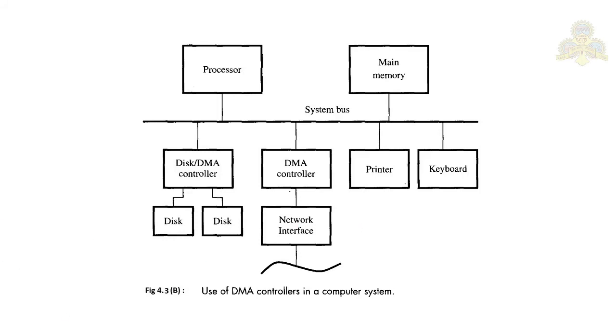So you have a network interface which has the DMA controller and it is then connected to the system bus. Otherwise, you can also use it in this manner, where you have a disk connected to a DMA controller, which is again connected to your system bus. The disk controller controls the two disks and also has DMA capability and provides two DMA channels here. So it can be used to perform two independent DMA operations, as if each disk, disk 1 and disk 2, had its own DMA controller.